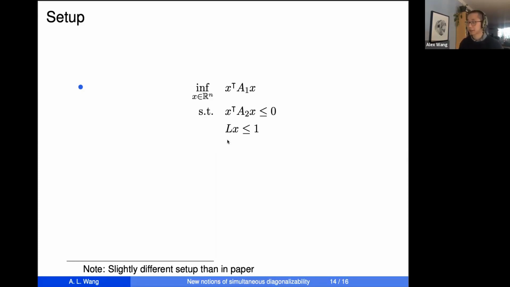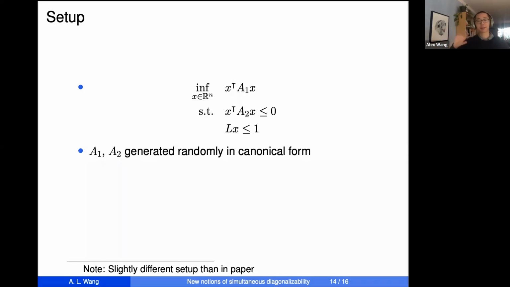So how am I going to generate this problem data? First, A1 and A2, we're going to generate them randomly in canonical form, and then rotate them after the fact. The canonical form theorem tells us that for any pair of matrices, there exists a rotation for which, after this rotation, they're in a canonical form. I'm just going to do that in reverse: first generate them in canonical form and then rotate.